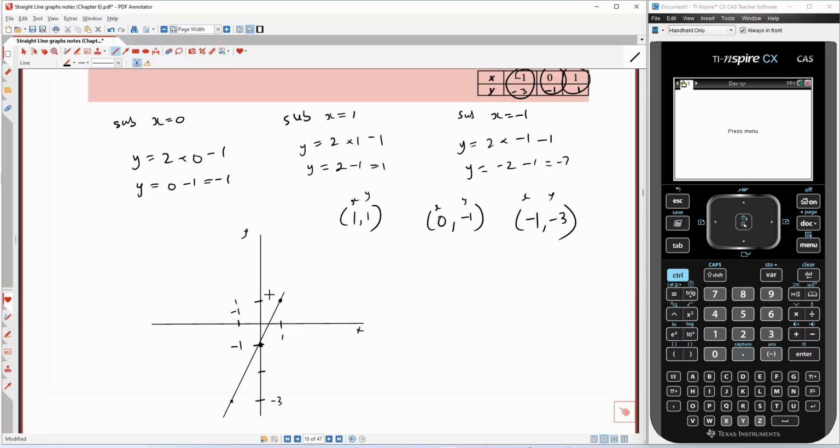the 3 points. Okay, you might be a little bit off because you haven't got a grid to do this, but you should be able to get fairly close. And this is the graph of y equals 2x take 1.